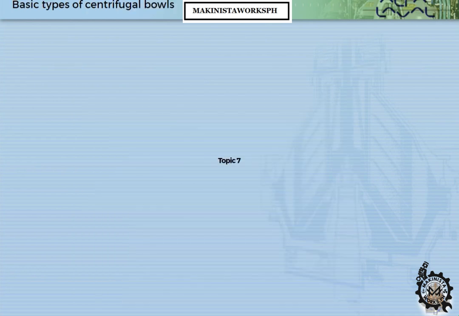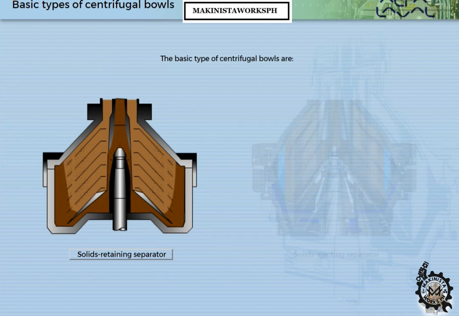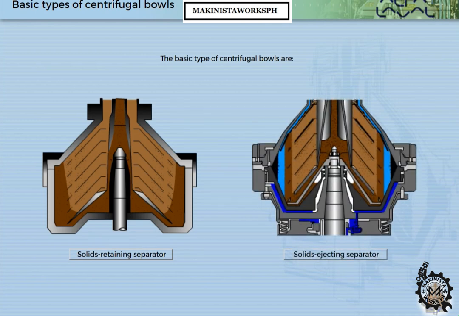Topic 7. Basic types of centrifugal bowls. The basic types of centrifugal bowls are solids retaining separator and solids ejecting separator. Click the centrifugal bowls to get their functions.